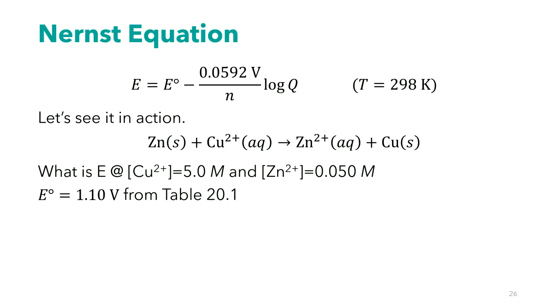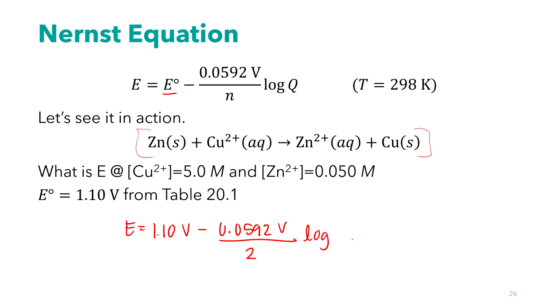So we'll have E equals, and I'm just going to fill this in, 1.10 volts minus 0.0592 volts divided by, in this balanced reaction, you want to check that, but it is balanced, we are transferring 2 electrons, so N equals 2. Then we multiply by log of Q.